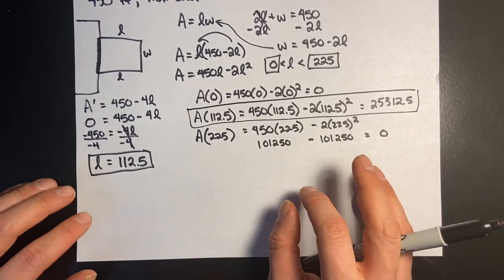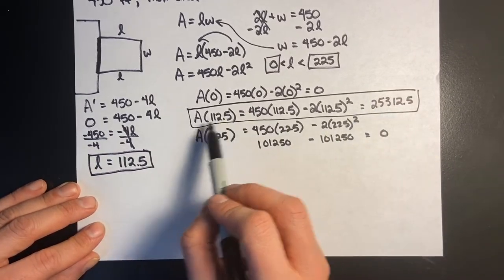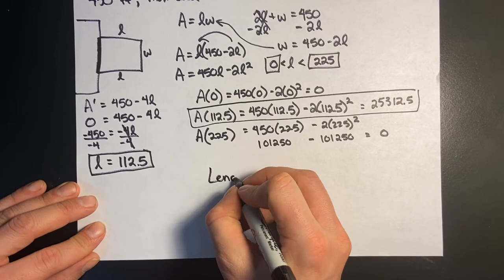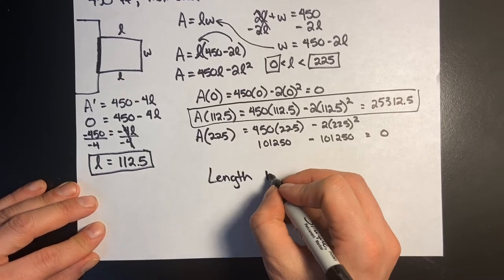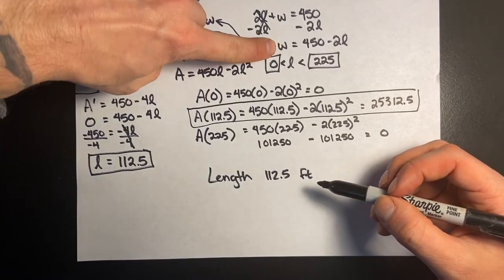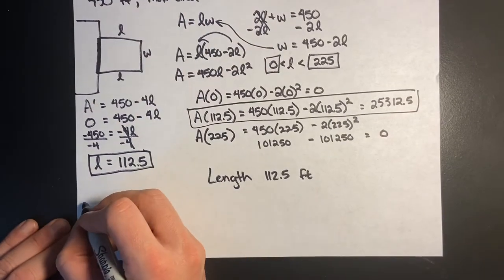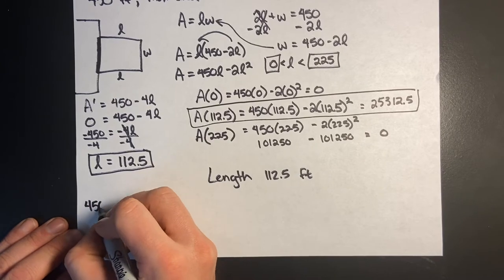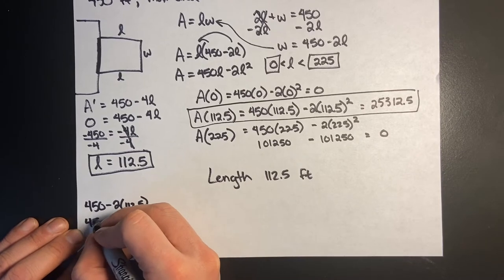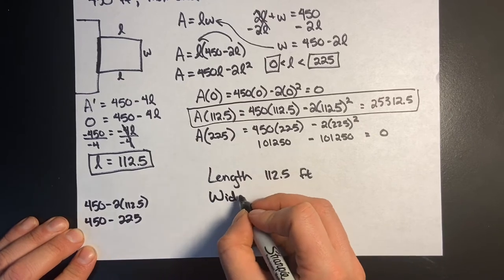So what was I supposed to do with this problem? What are the dimensions of the pen that creates the maximum area? The dimensions of the pen that gives us the maximum area are whenever the length is 112.5. If the length is 112.5 feet, the width can be found by taking 450 minus 2 times the length. So the width is 450 minus 2 times 112.5. 2 times 112.5 is 225, and the width is going to be 225.